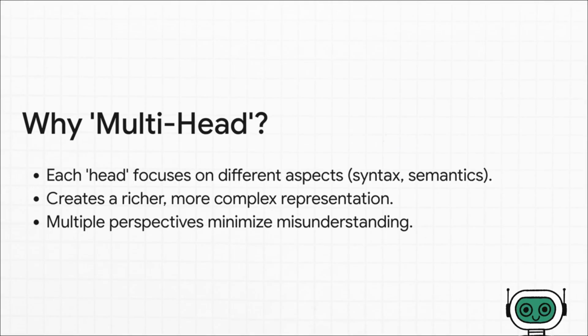So why multi-head attention? Well, because looking at the sentence from just one angle isn't enough. The model actually runs this whole attention process multiple times all at once. Each head learns to pay attention to different things. Maybe one head focuses on grammar, while another looks for semantic connections. By combining all these different viewpoints, the model gets a much richer, more complete picture of the text.